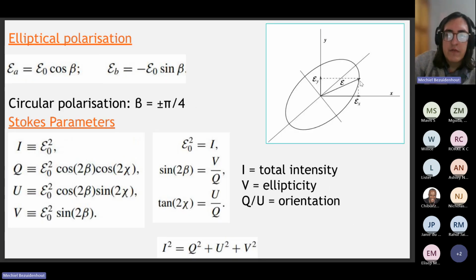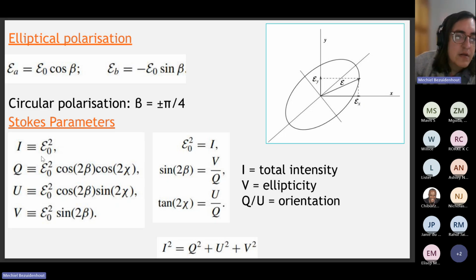So this is a depiction of a typical elliptical polarization. The ellipse there describes the rotation of the plane of electric and magnetic fields, and we can describe that ellipse using major and minor axes, A and B in this case, and then an angle beta. If that angle beta is equal to plus or minus pi over 4, that corresponds to circular polarization.